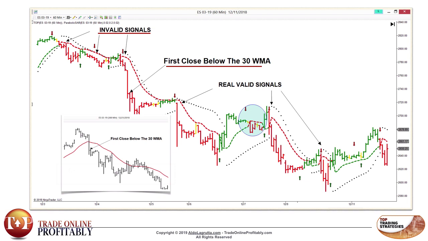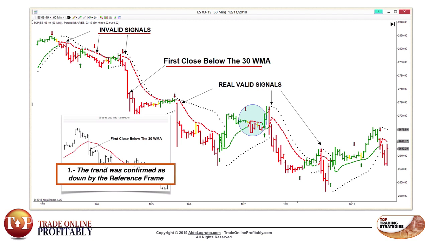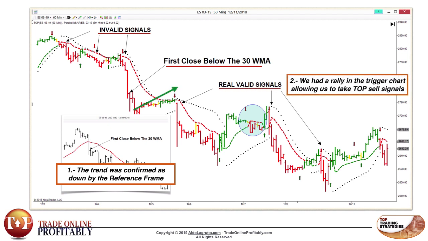It was then that we had our first 2 conditions for a valid trade. First, the trend was confirmed as down by the reference frame. That was done by the close below the downslope moving average. And second, we had a rally in the trigger chart allowing us to take top sell signals. While prices stay below the 30-period moving average in the reference frame, every rally in the trigger chart should be considered a sell opportunity.